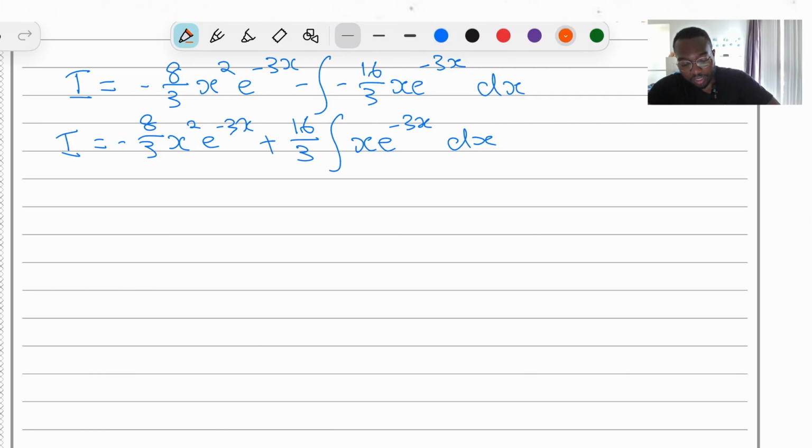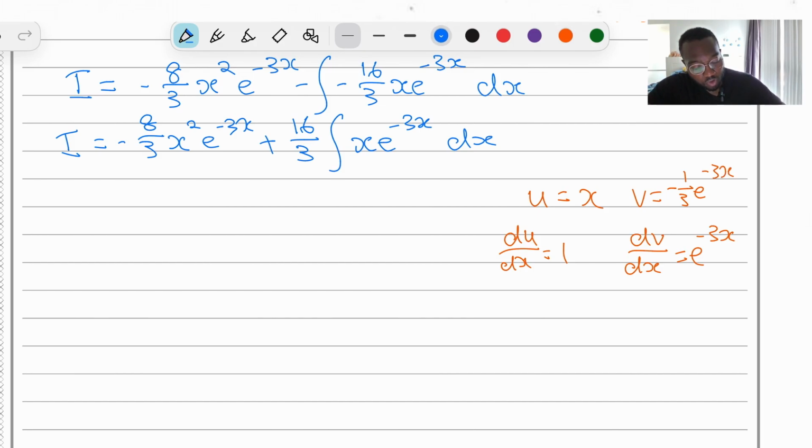Well, if we do it over here again, our u value is going to be x, and our dv over dx value, that would be the e to the minus 3x. So now if we work this out, we get a du over dx that is equal to a 1. And we get a v that is again equal to a minus 1 over 3 e to the minus 3x. Therefore, what do we get? Well, we still have that minus 8 over 3 x squared e to the minus 3x. That stays the same.